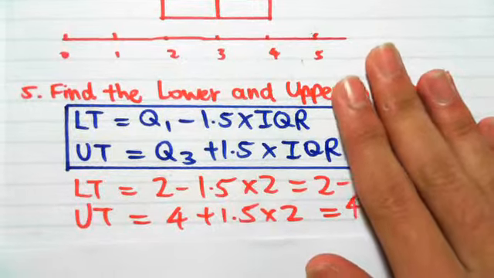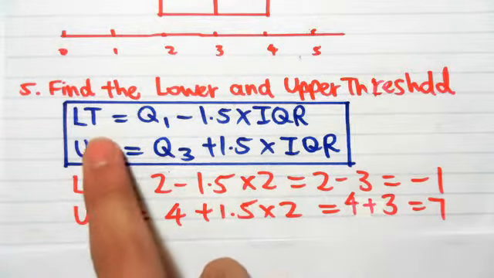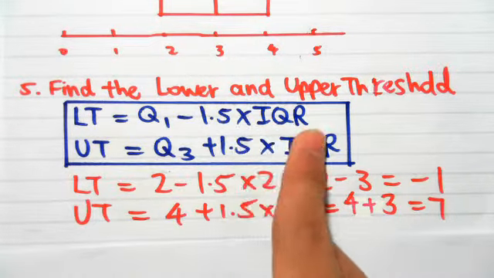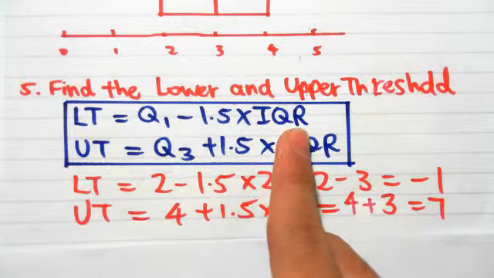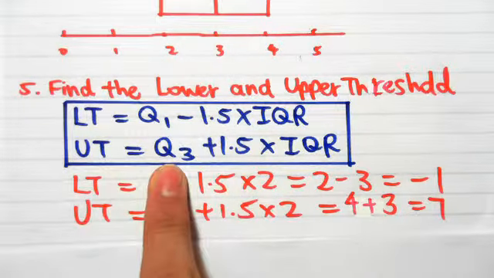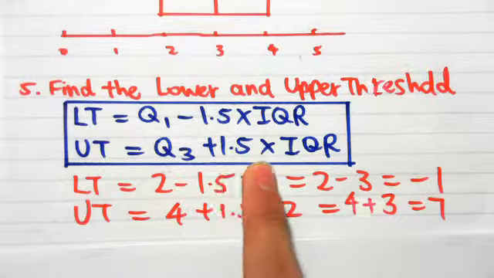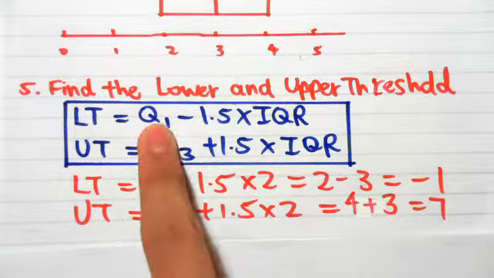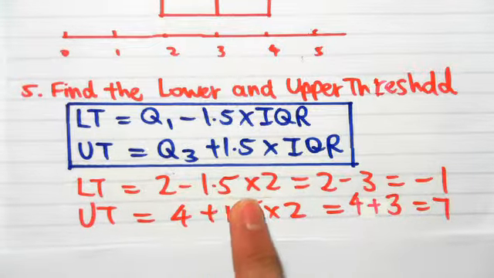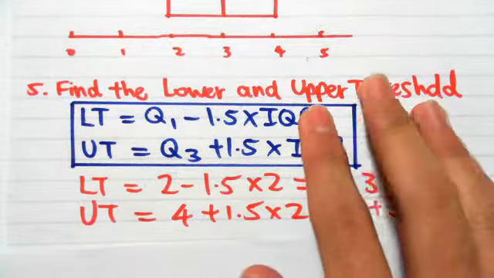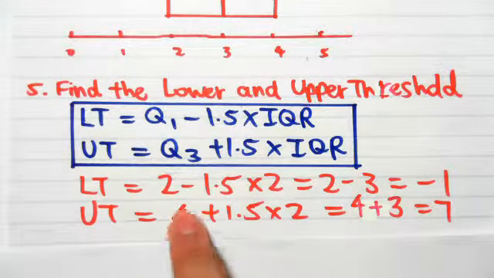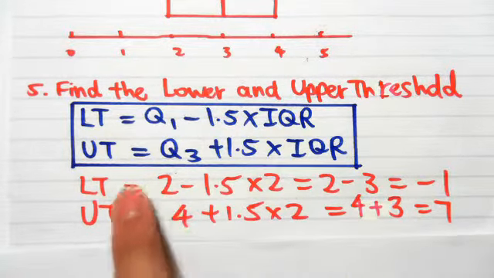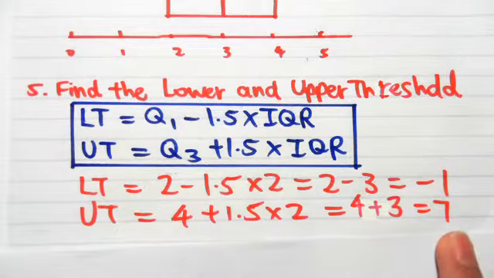Then afterwards we find the lower and upper threshold. LT, our lower threshold, is equal to Q1, the lower quartile, minus 1.5 times IQR, our interquartile range. UT is equal to Q3, our upper quartile, plus 1.5 times IQR. Back to our example, LT is equal to 2, which was our Q1, minus 1.5 times 2, which was our IQR. UT is equal to 4, which is Q3, plus 1.5 times 2. So LT is equal to minus 1, and UT is equal to 7.